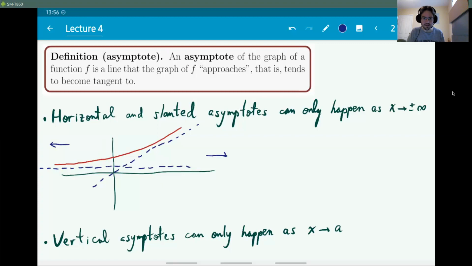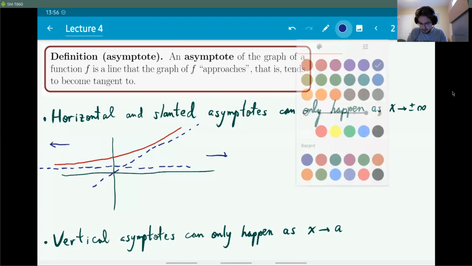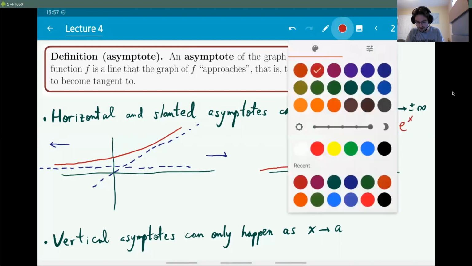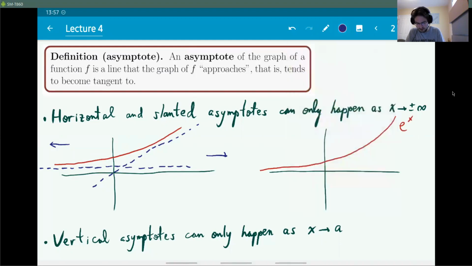And as I said, these are only happening when x is growing large in size, either to plus or minus infinity. And of course, not all functions will have this type of behavior. You can have functions like e to the x or x squared, functions which actually grow without trying to approach a line. So e to the x is an example of a function that has only one horizontal asymptote. And it's kind of hard to draw in here because it would be the same as the x-axis.